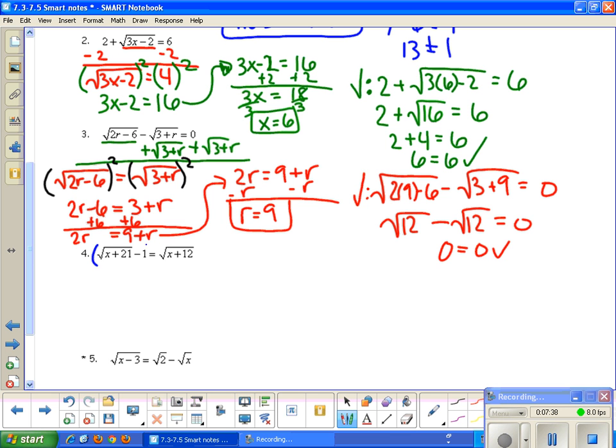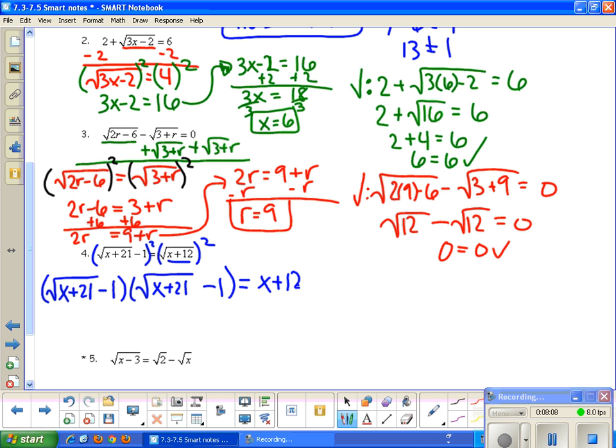That means I'm going to square both sides. When I do that, I know that this radical is going to be gone, but on the other side, notice you have a binomial squared. Remember, whenever we have a binomial squared, that means you need to FOIL or box it. So this really says we have the square root of x plus 21 minus 1 times the square root of x plus 21 minus 1 equals x plus 12 because we got rid of the radical on this side when we squared the radical. So now I need to multiply this out.